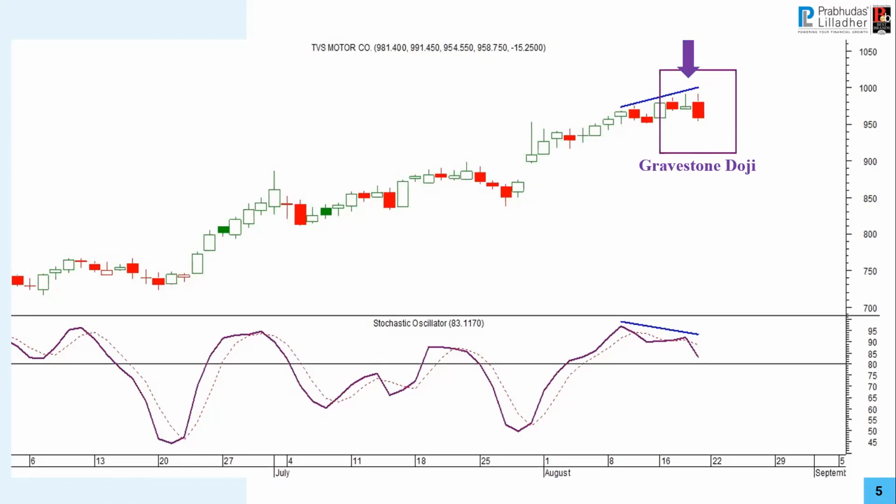But these three prominent formations which we have seen will help you make your trades the right one. So I conclude over here. Now we shall start with the questions.